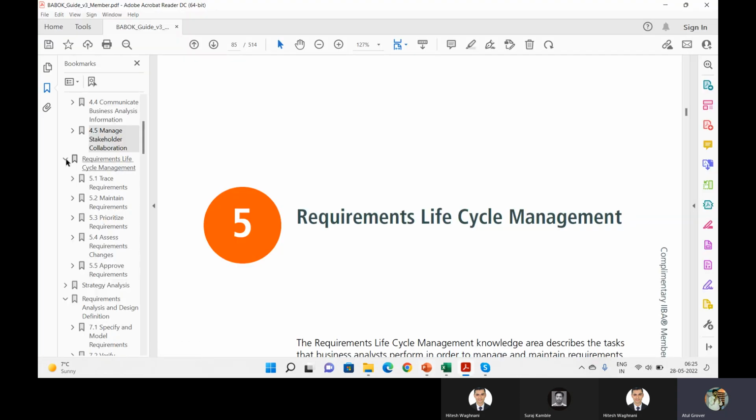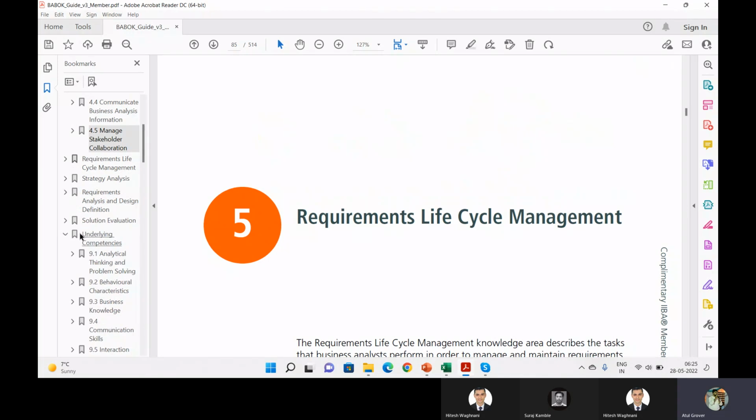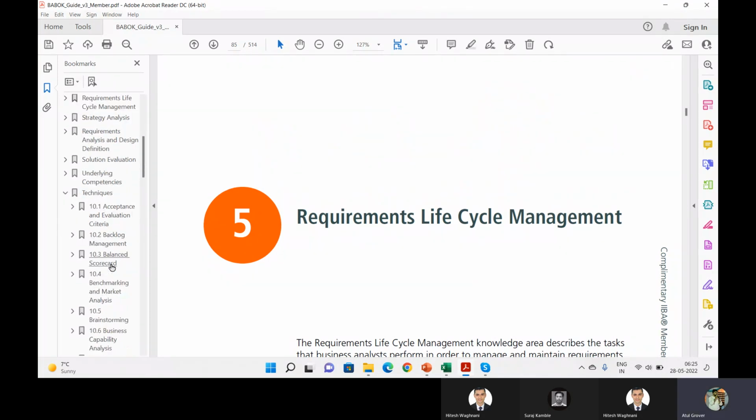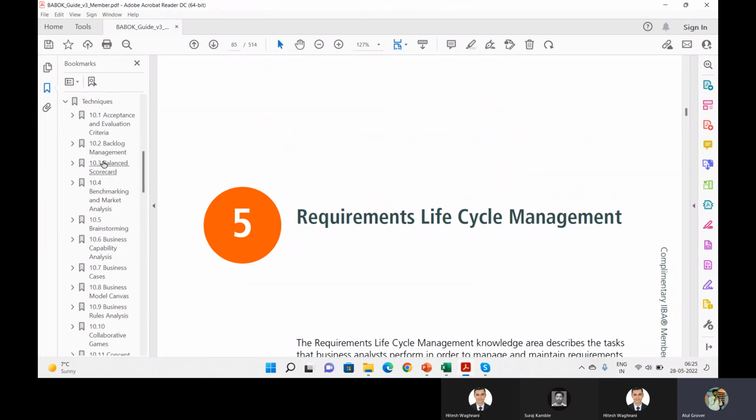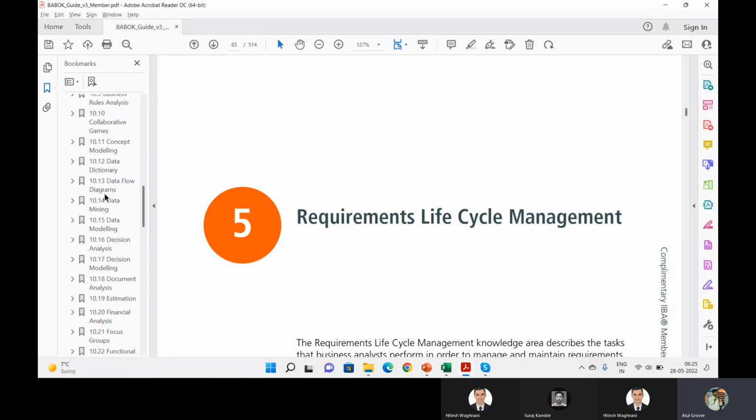Let me go ahead. So these are the techniques we'll be talking about. This technique section covers all the techniques defined in this paper, in this book. But we are going to discuss mainly our part. Brainstorming will be there or not. Like focus group is there, decision modeling, let me see.